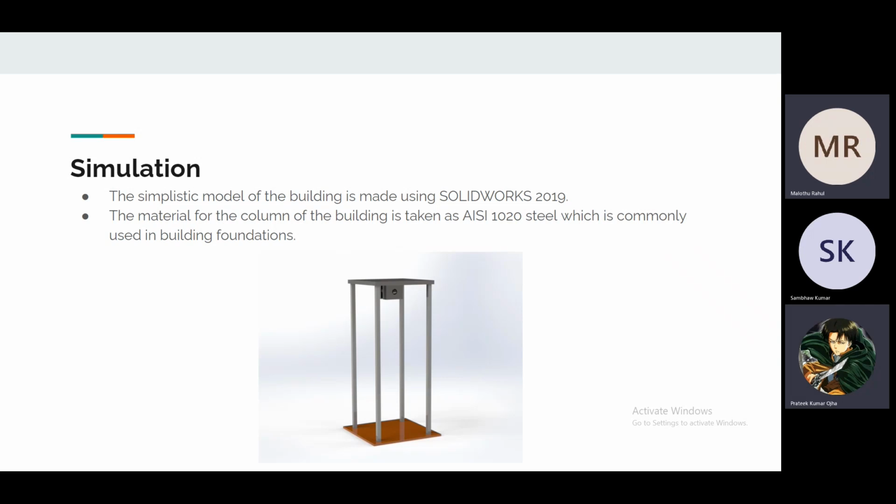Good evening, sir. So I will take you through the simulation part of the problem. We have made a simplistic model of the building, and we have used the software SolidWorks 2019 for that. The building consists of four columns and a slab, which can be supposed as a floor of a building. We have used AISI 120 steel as the material of the building, which is commonly used in building foundations. Next slide, please.